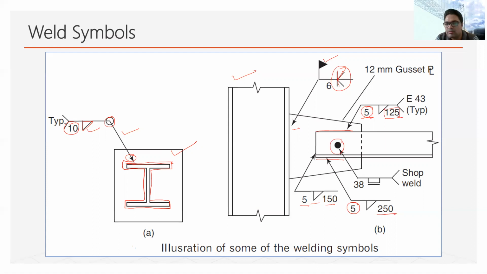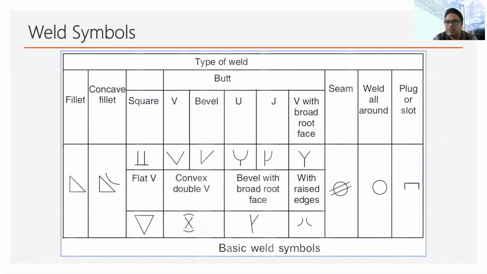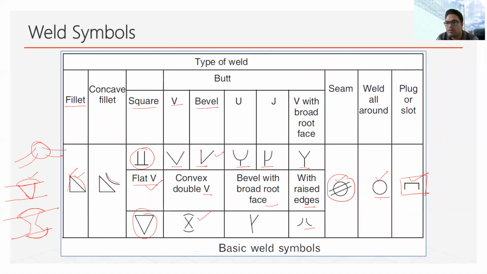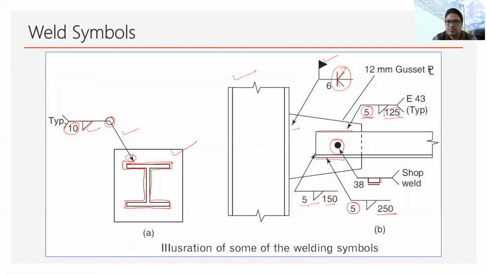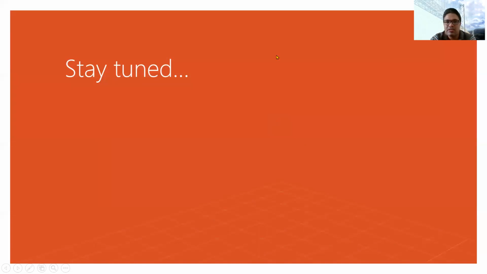Now this black dot, we can see that there is a symbol of plug and slot. We can see again in the previous drawing, there we have seen the plug or slot weld symbol. So this is the plug weld symbol. So this is how these drawings can be shown using the welding symbols. We will continue our discussion in the next part.